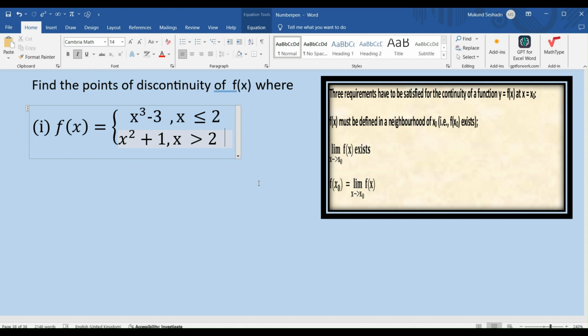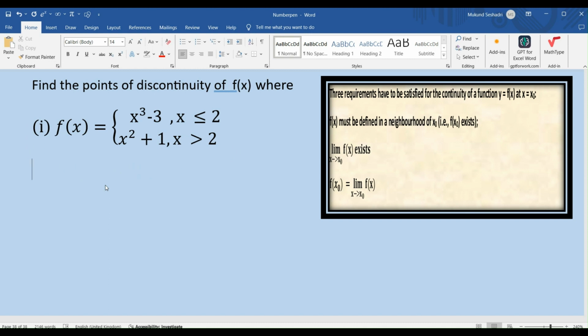So we notice that for all x less than 2, the function is a polynomial function of degree 3, which is x cubed minus 3. And for all x greater than 2, it again takes a polynomial but of degree 2, which is x squared plus 1, right? And at x equals 2, as we move from the left of 2 to the right of 2, it undergoes a transformation from x cubed minus 3 to x squared plus 1, right?